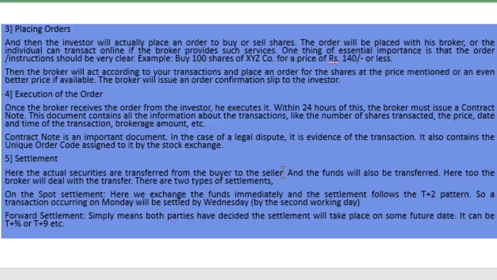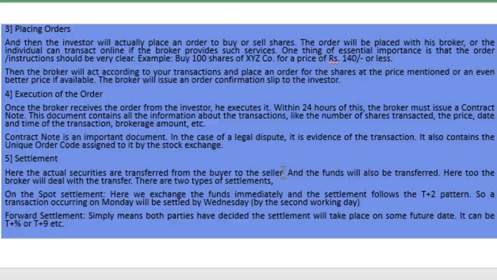And then the third one is placing orders. Placing orders means the investors will actually place an order to buy and sell shares. The order will be placed with the broker, or the individual can transact online if the broker provides such services. One thing of essential importance is that the order or instruction should be very clear.